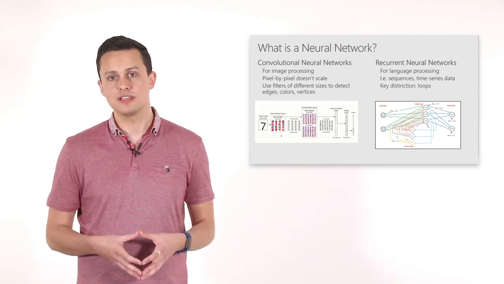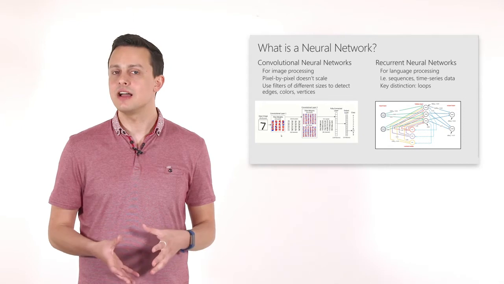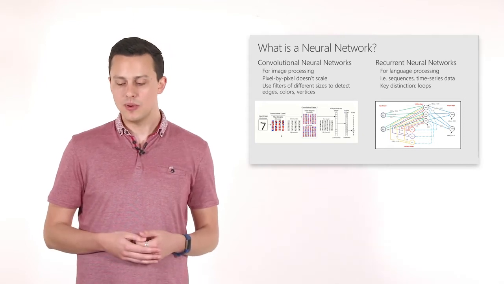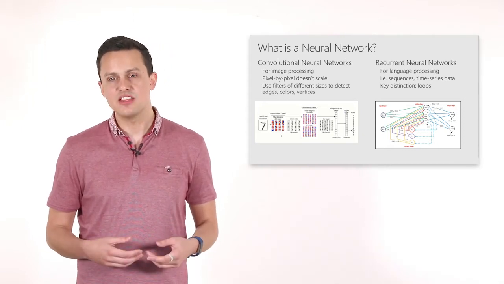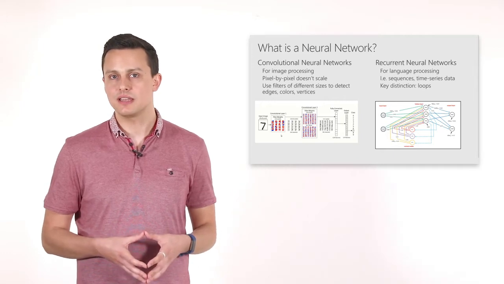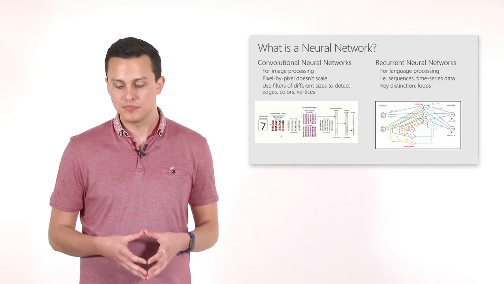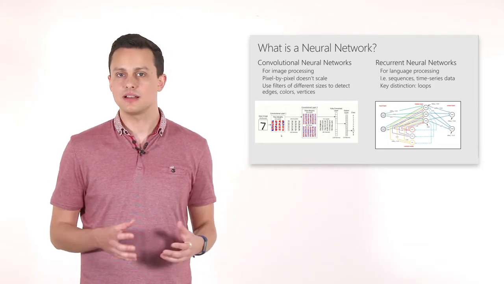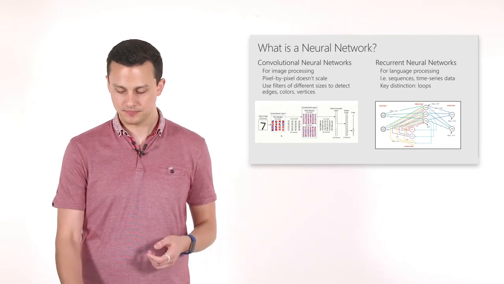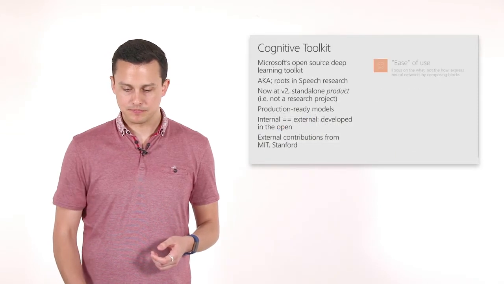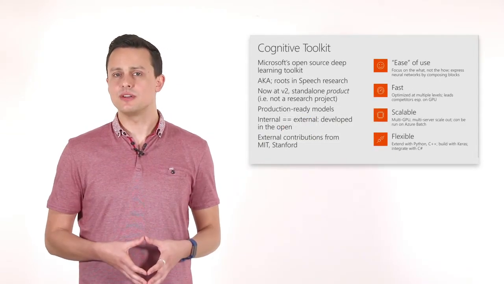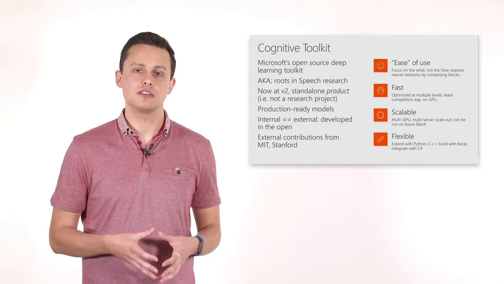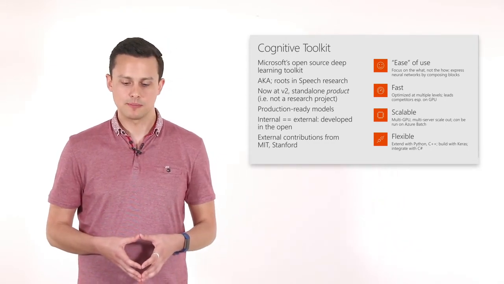Similarly, for language processing and other data that is time sensitive, that is a time series, we can use recurrent neural networks. And the defining characteristic of this particular network type is that there is a loop. So that means the previous data point can actually influence the classification of the next one. So that's a little bit of an introduction to the basics and the principles of neural networks.